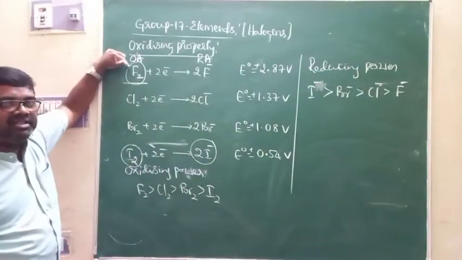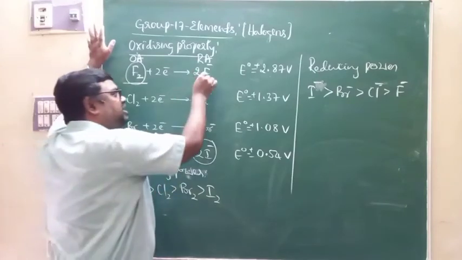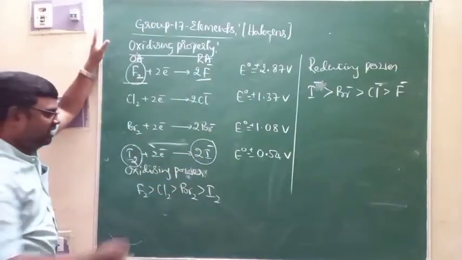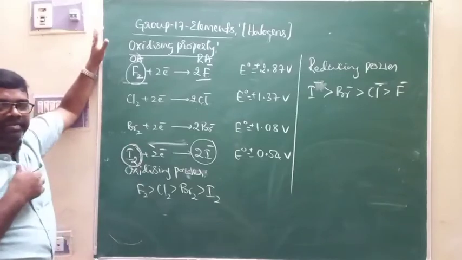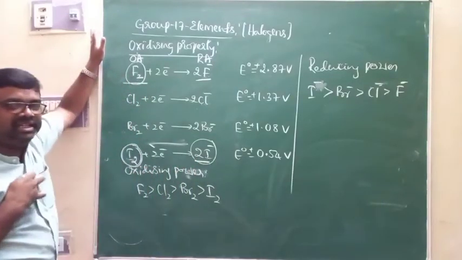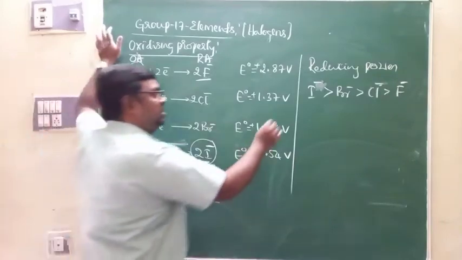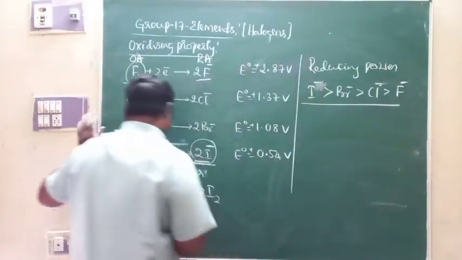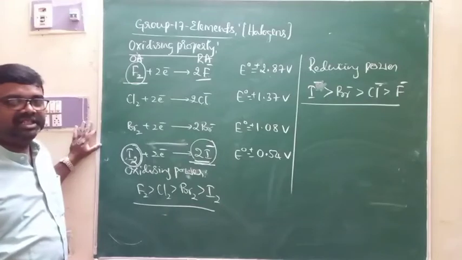Fluorine is the strongest oxidizing agent, therefore the corresponding ion is the weakest reducing agent. Y2 is the weakest oxidizing agent, therefore the corresponding ion is the strongest reducing agent. This is the order of reducing power, and this will be the order of oxidizing power.